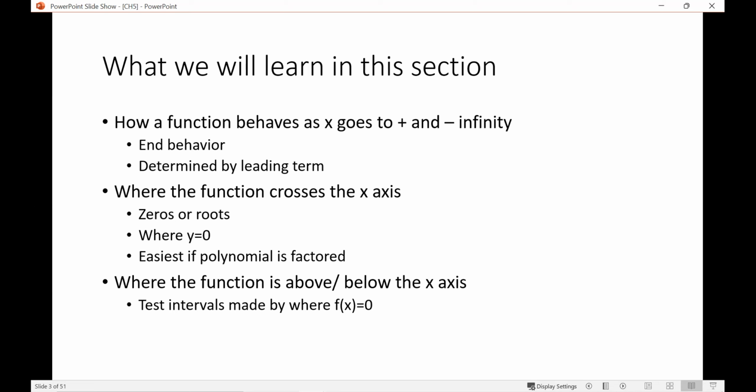Once we know where it crosses the x-axis, then we want to figure out where it is above or below the x-axis. So basically, we just test the intervals between the zeros to figure out if it's above the axis there or below the axis there.